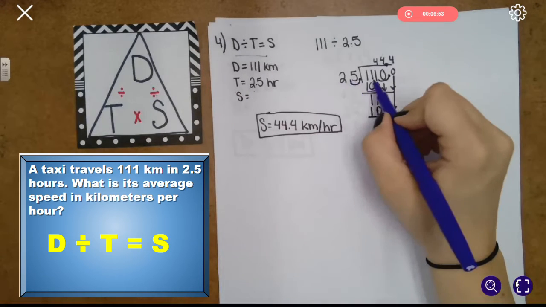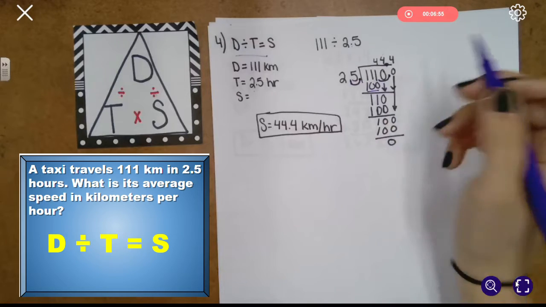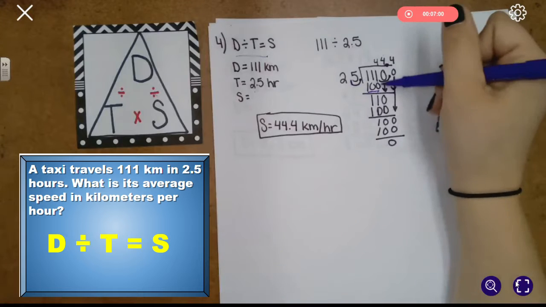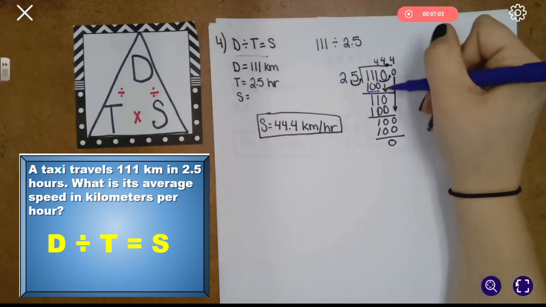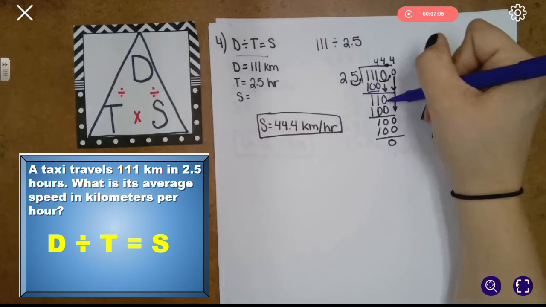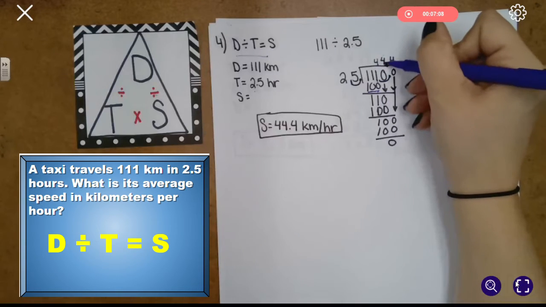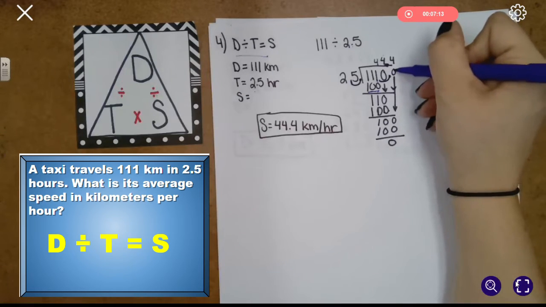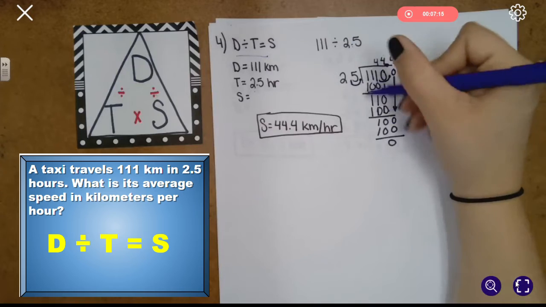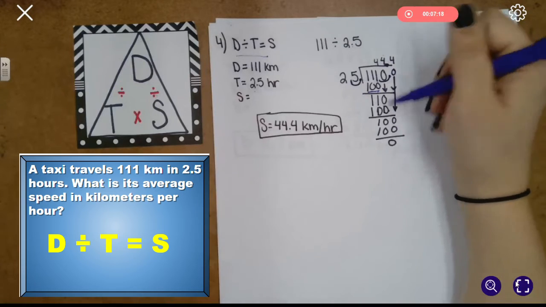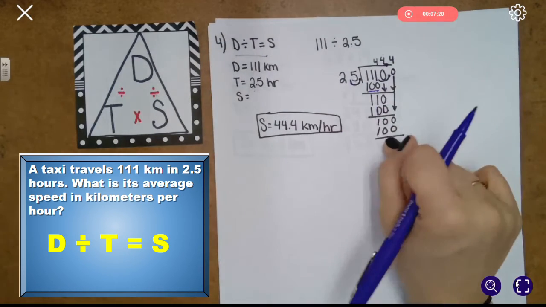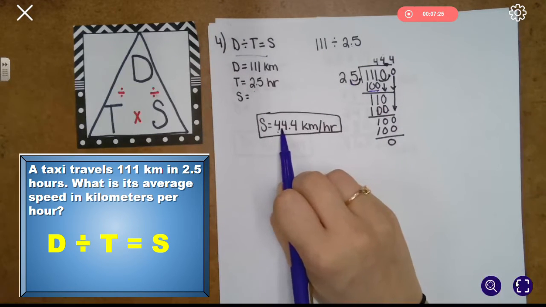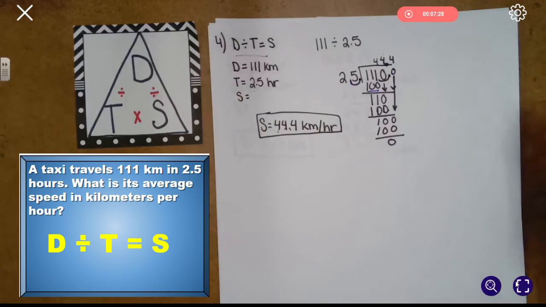So I knew that 25 went into 111 4 times, we got 100, subtracted, got 11. Brought down my 0, got 110. 25 went into 110 4 times, we got 100, subtracted, and got 10. We had to add a 0, brought down that 0. 25 went into 100 4 times. 25 times 4 was 100, subtracted, and got 0. So our speed on this one was 44.4 kilometers per hour.